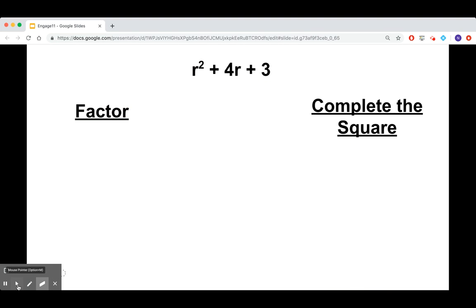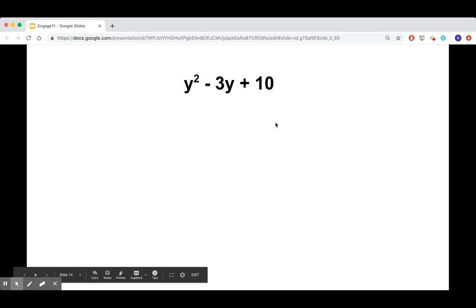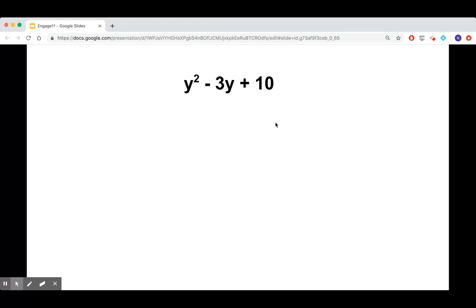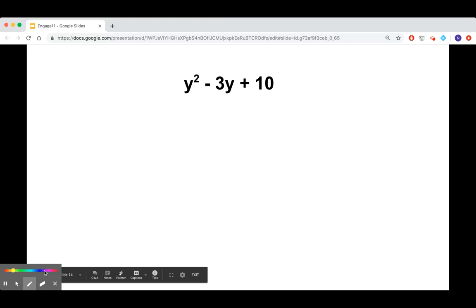Even though we didn't end up with a perfect square in this expression, it was still pretty simple to change our plus 3 to plus 3 minus 1 plus 1. This example is a little bit trickier. We've got y squared minus 3y plus 10, and we're going to focus on completing the square.